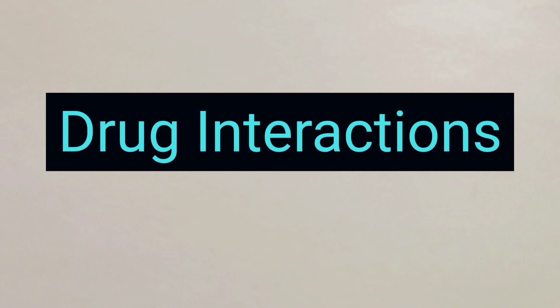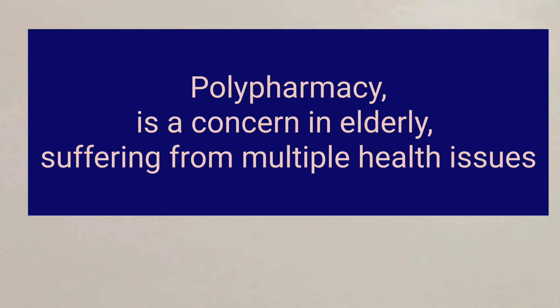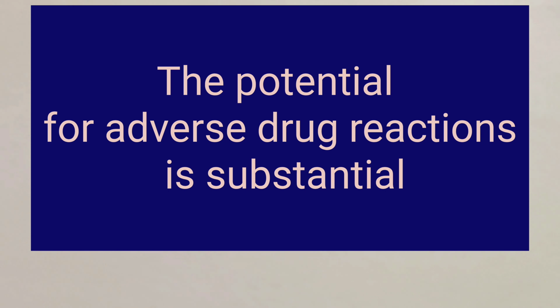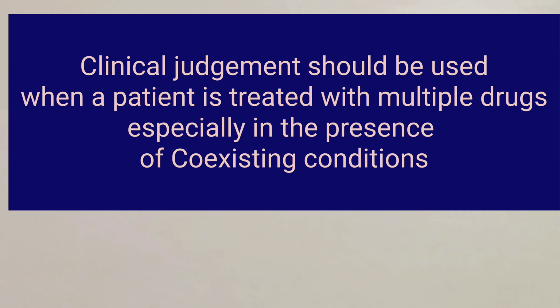In this video, I am going to talk about drug interactions. Many patients, especially the elderly, are treated continuously with one or more drugs for chronic diseases such as hypertension, heart failure, osteoarthritis, and so on. Acute events, for example infections, myocardial infarction, are treated with additional drugs. Therefore, the potential for drug interactions is substantial. Clinical judgment should be used where the patient is treated with multiple drugs, especially with coexisting diseases.